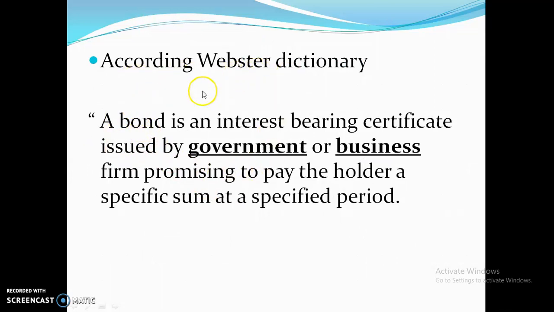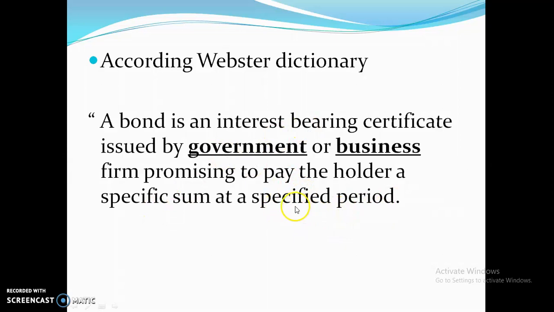Now let me tell you what a bond is according to the Webster dictionary. A bond is an interest bearing certificate. Now what do you mean by interest bearing certificate? A bondholder gets interest, as I told you in the earlier slide. They get a certificate also. And this bond is issued, meaning given, by the government or a business firm. This government or business firm is promising the holder that they will return the specified amount, whatever amount they have taken, after a specified period.